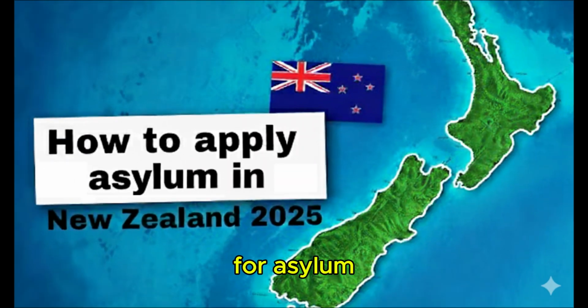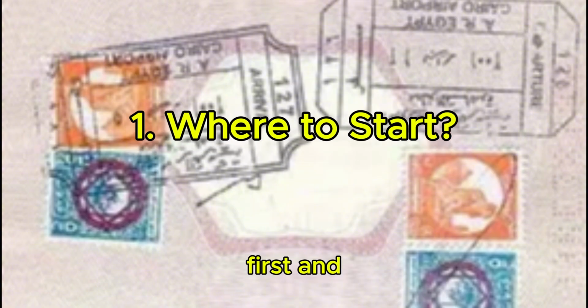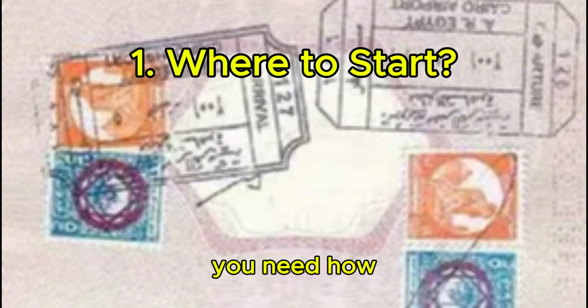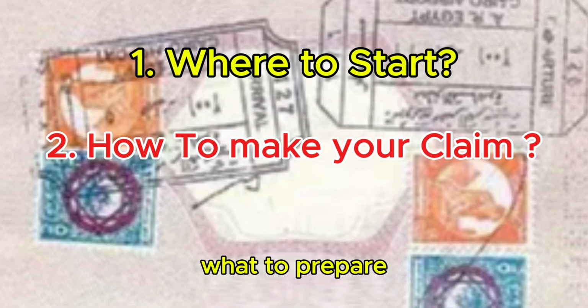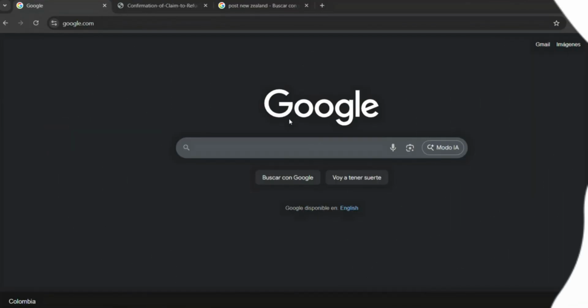Do you want to apply for asylum in New Zealand? I will show you the exact steps to make your claim, start to finish. Here is what you will learn today: where to go first and what details you need, how to make your claim and what to prepare, and an agent with AI that you can use to plan and start to organize.